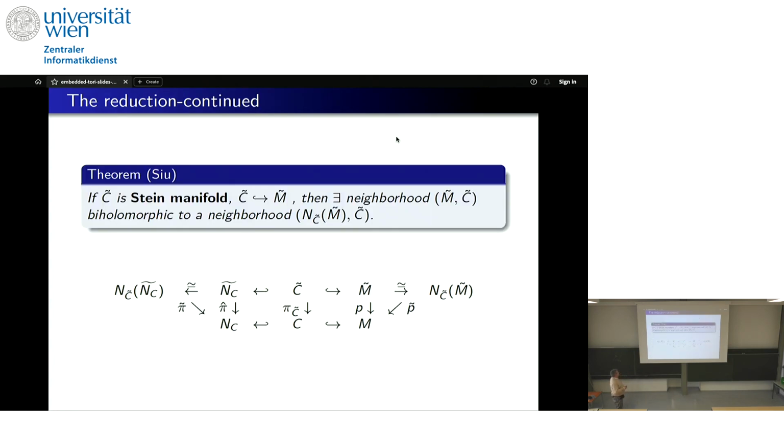One of the main results goes back to Hsu in the 70s, which says that if C tilde is a Stein manifold embedded into another manifold, then there exists a neighborhood of it which is biholomorphic to a neighborhood of C in the normal bundle. I'm not sure, I think it is in Hsu.